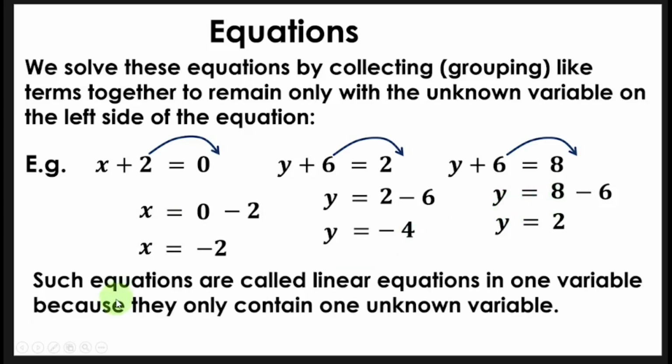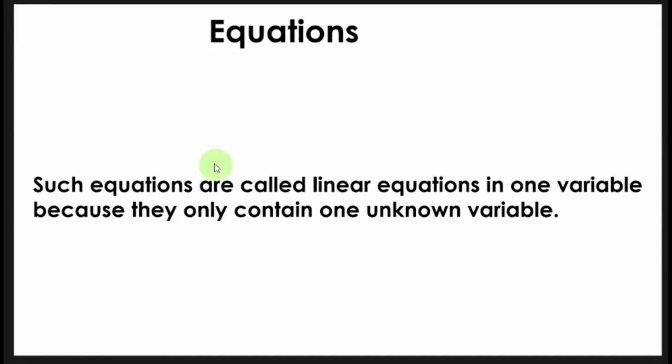So this is how we solve equations now at this level. So we are saying such equations are called linear equations in one variable because they only contain one unknown variable. So here you see there's only one unknown variable x, here unknown variable y, here also unknown variable y. So such equations are known as linear equations in one variable. So let's move and look at more complex ones here.